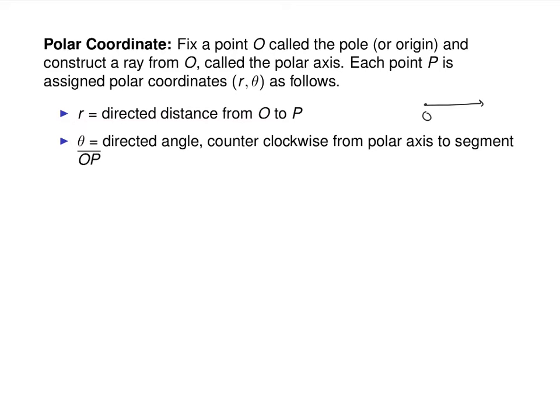And each point P is assigned polar coordinates r, theta, where r is the directed distance from O to P. So we will deal with things where that r is negative, and we'll get to how you deal with that in a second. And theta is the directed angle measured counterclockwise. So an angle of pi thirds means go counterclockwise pi thirds from the polar axis to that segment. And then this is the point we're looking at. So the system will be different. We'll be able to use this system to graph some pretty interesting looking curves and things. So first let's get familiar with it.